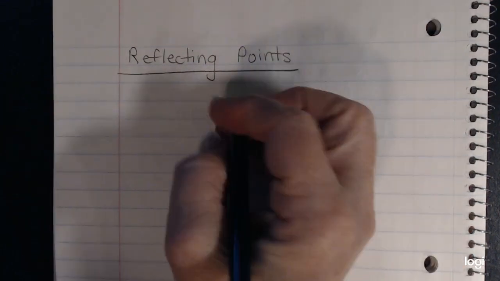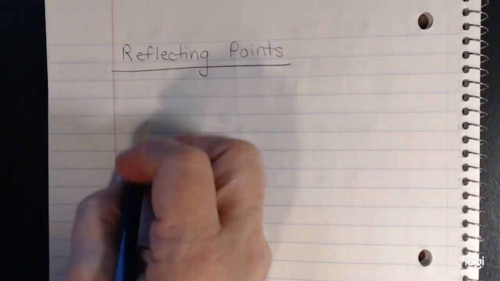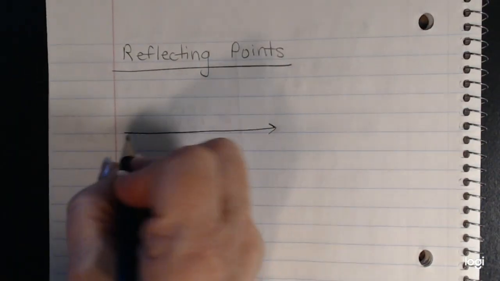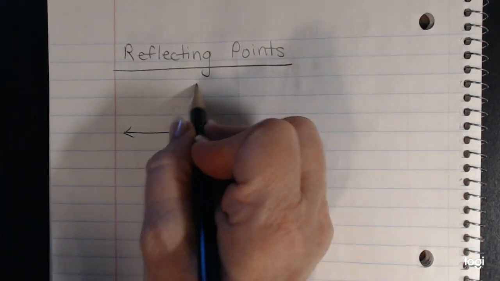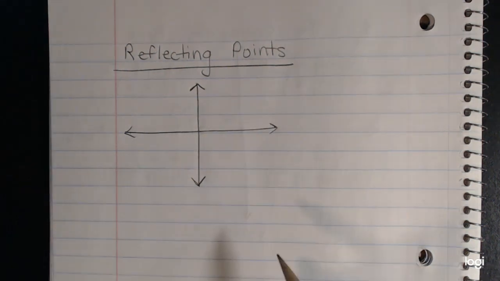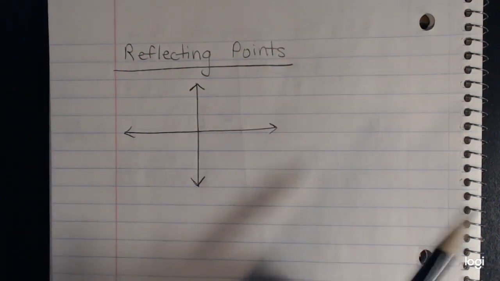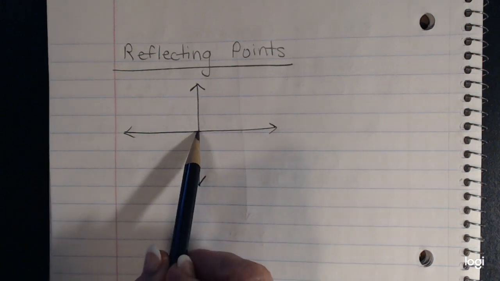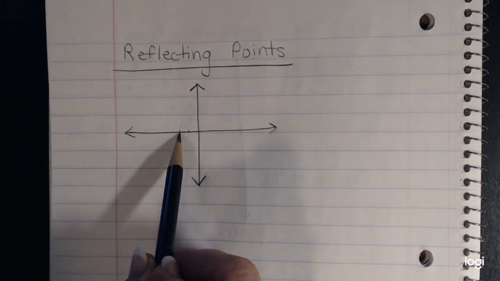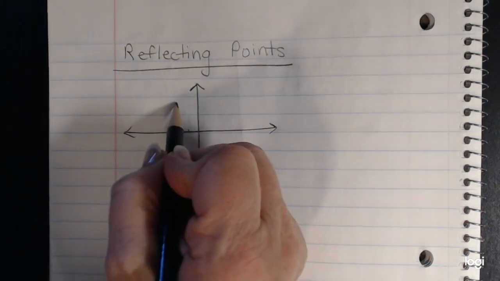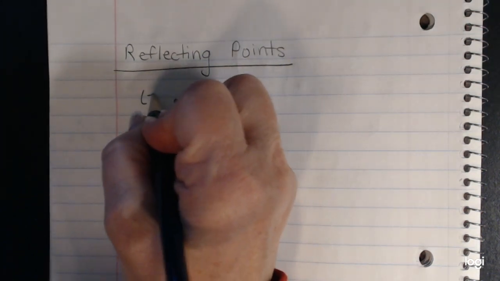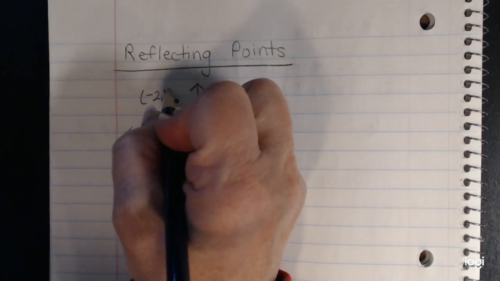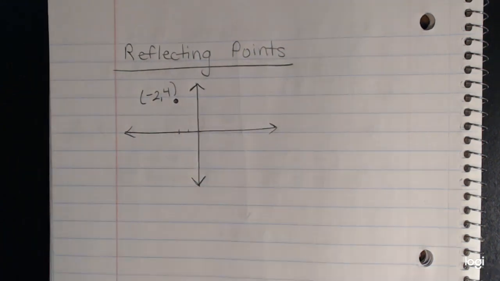So for example, let's go ahead in our notes and make our x-axis. We're going to make the y-axis. Okay, we have our 4 quadrants. We're going to plot a point -2, +4. So we're going to start here. We're going to go over about 2, up about 4, and let's put a point right here. It's called -2, +4, my ordered pair.